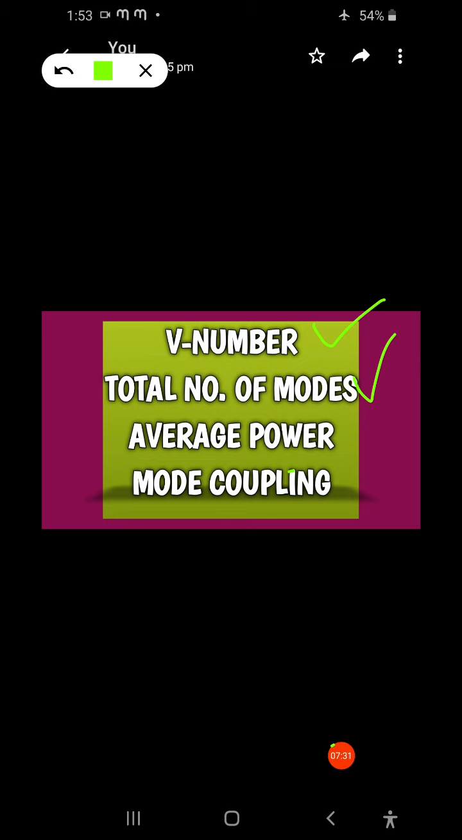Today we have discussed these four parameters: V number, total number of modes, average power, and mode coupling.